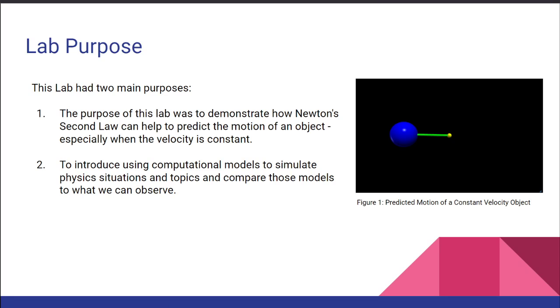So getting started, this lab had two main purposes. First was to demonstrate that Newton's second law is an excellent tool to use for predicting future positions and velocities of an object. Second, this lab aimed to introduce us to using computational models to simulate physics situations and to compare this data against what we observe.